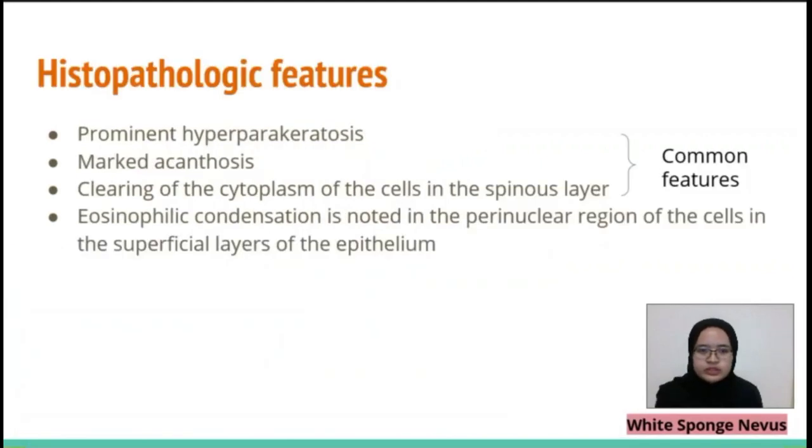So moving on to the histopathologic features, the microscopic features of white sponge nevus usually show prominent hyperparakeratosis with marked acanthosis and clearing of the cytoplasm of the cells in the spinous layer. And these are the common features for white sponge nevus. In some instances, an eosinophilic condensation is noted in the perinuclear region of the cells in the superficial layers of the epithelium. It is a feature which is unique to white sponge nevus. And ultrastructurally, this condensed material can be identified as tangled masses of keratin tonofilaments.